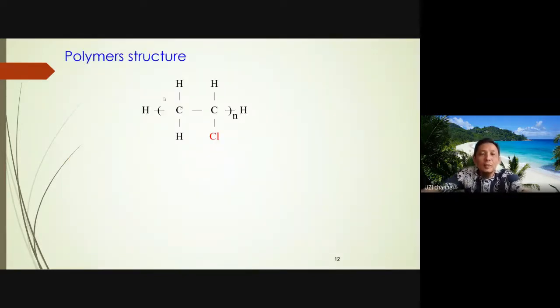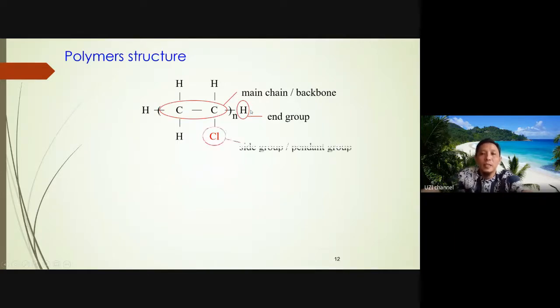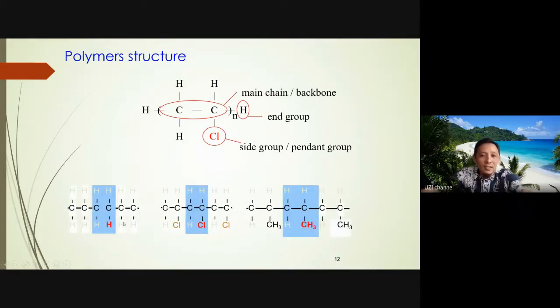Okay, the polymer structure, as we know, is, for example, a repeating unit by n number, and this is the mass of the mer. We know this is the main chain or backbone, and this is the end group, and this is a side group or pendant group or functional group. And let me see here, we have, for example, 3 types of polymer.